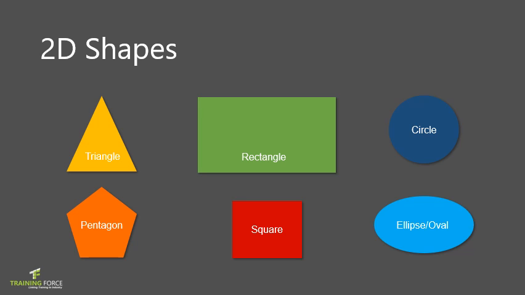The idea here is that they have 2 dimensions, only a length and a breadth. These shapes that you see on the screen now, we can only see 2 sides to them, either the length or the breadth. They don't have a depth dimension. Therefore, they are only 2-dimensional.